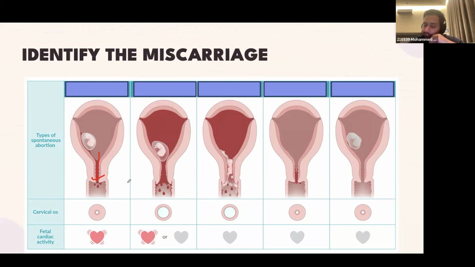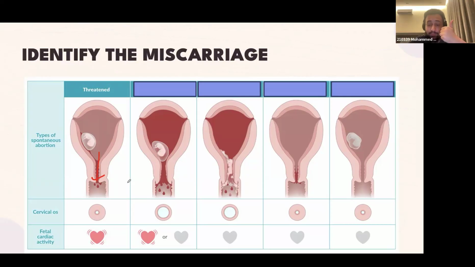Good. This is threatened abortion. Excellent. Okay. Threatened abortion is when there's just bleeding. The fetus is fine and the cervix is not dilated. If the cervix is dilated, then this is something else. Okay. So this is threatened abortion. That's pretty much it, remember this.